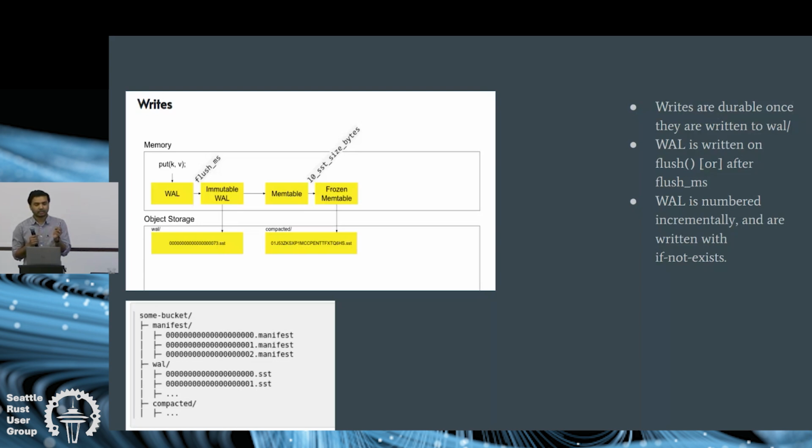And there is another property called L0 SST size bytes. When that limit is hit, it also creates a file in the compacted folder. Writes are durable the moment the data is written to the WAL, and these files are numbered, so two different clients will not overwrite each other's data.